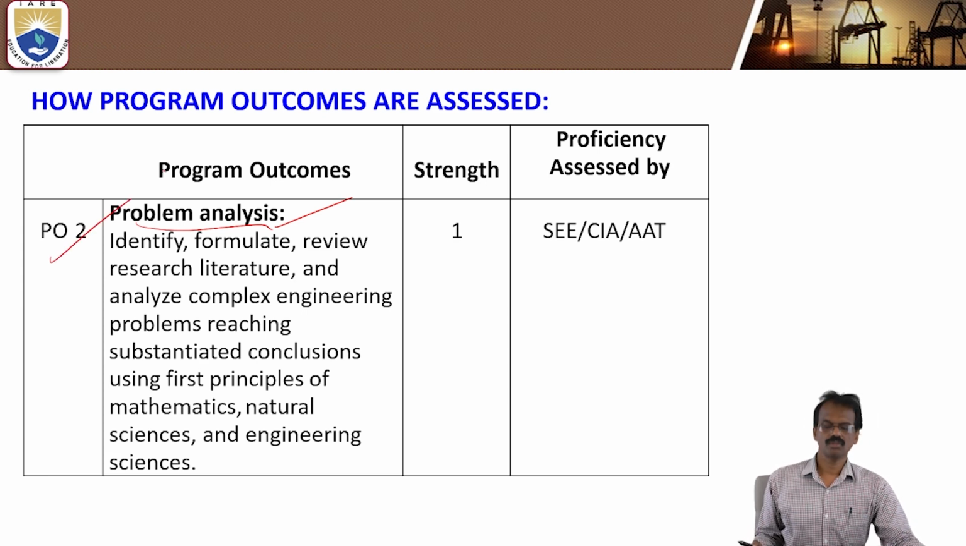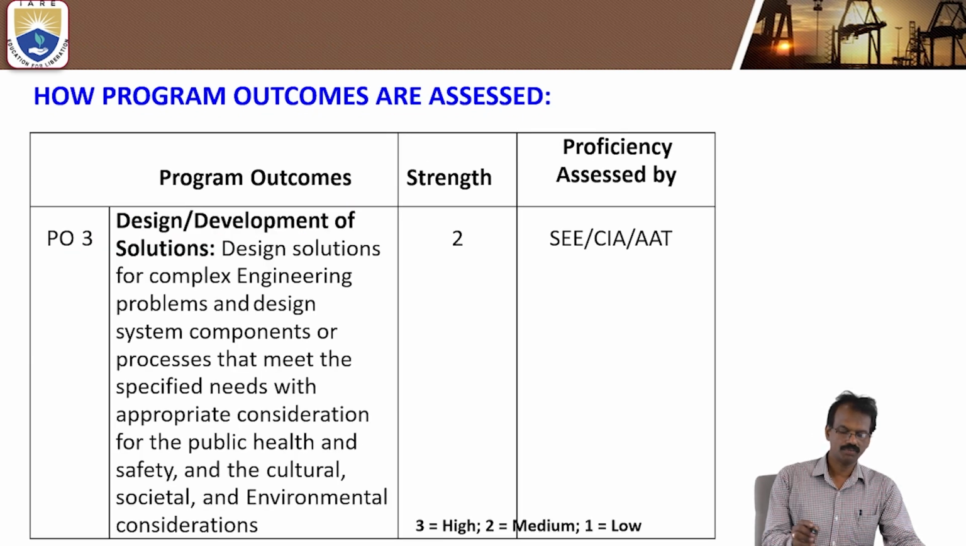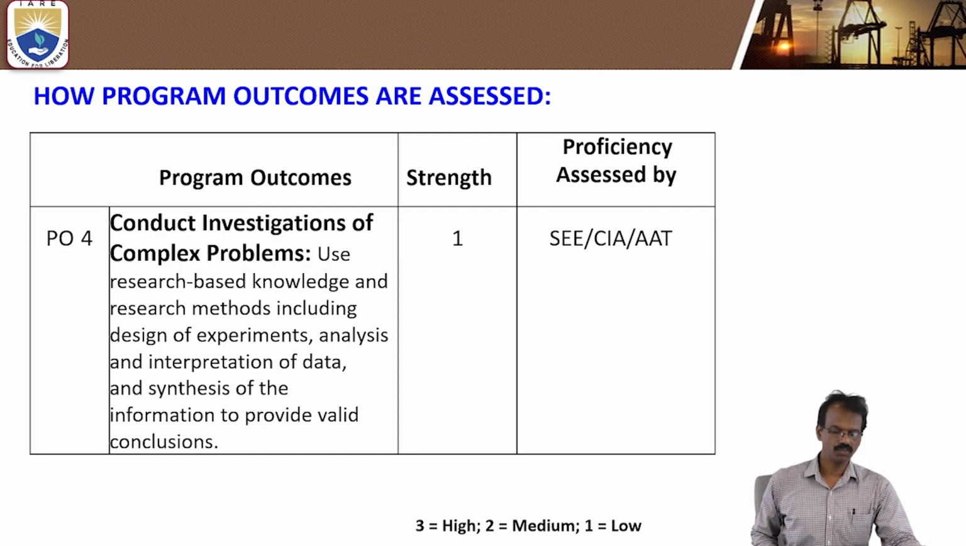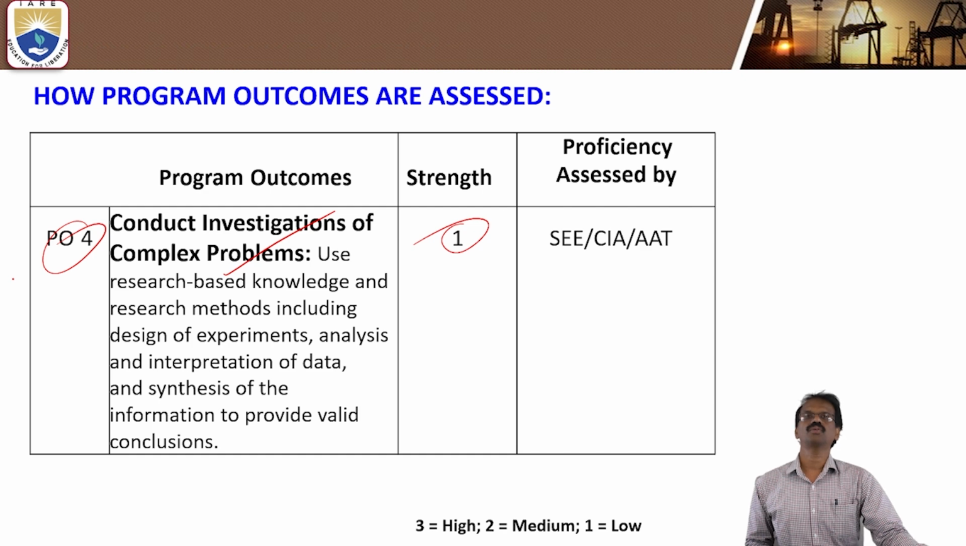The next PO is also mapped to this course. Third PO, design and development of solutions, for designing new heat exchangers and pin fins with different conducting materials. Based upon that, this PO is also mapped to this course. Next, the fourth is conduct investigation of complex problems. These are real-time problems, so here the strength has been given as one. Okay, so in total PO1, PO2, PO3 and PO4 are mapped to this course.